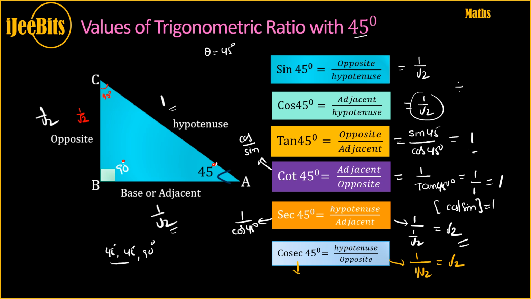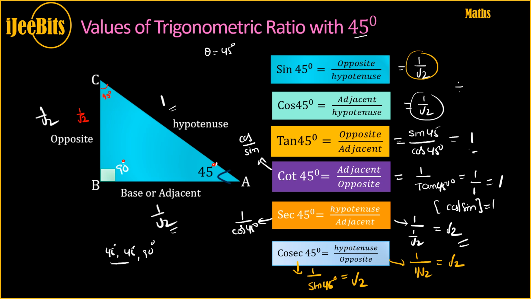We can also see this as the reciprocal of sine 45. Agree? So sine 45 is the same, right? Sine means this one, 1 by root 2. So the reciprocal of 1 by root 2 is nothing but root 2, right? Do you see this? Very nice.